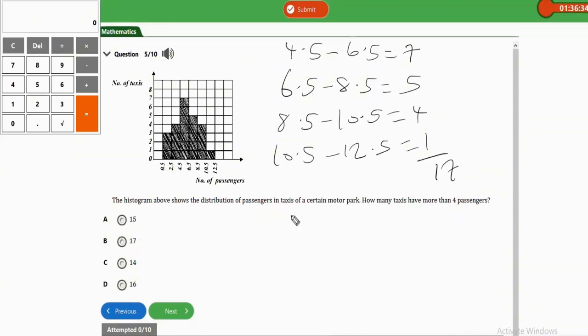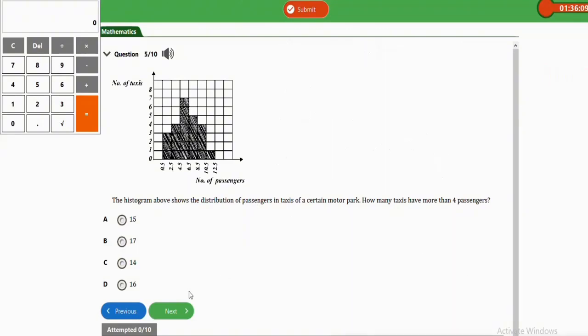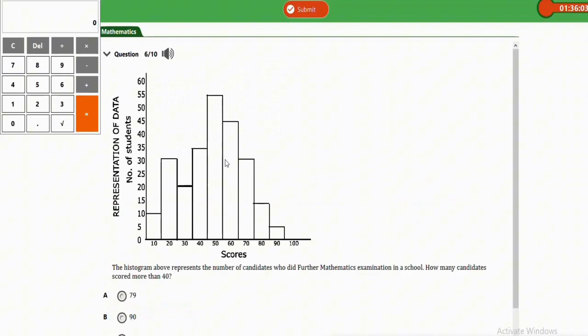So let's wipe this now and solve the next repeated question. So the next repeated question we're going to practice with is this question. So it says the histogram above represents the number of candidates who did further mathematics examination in a school. How many candidates scored more than 40?